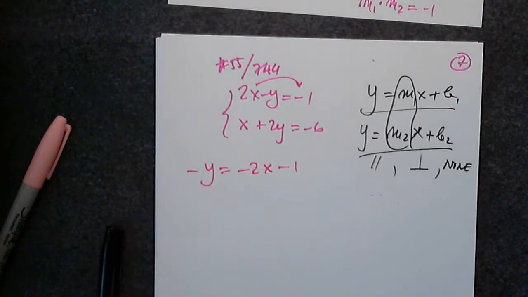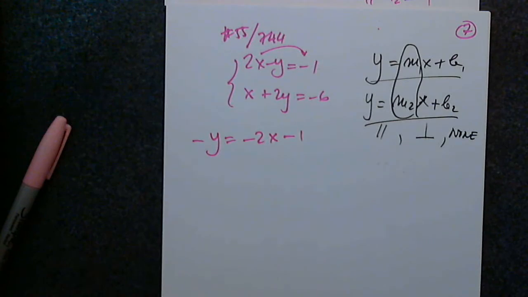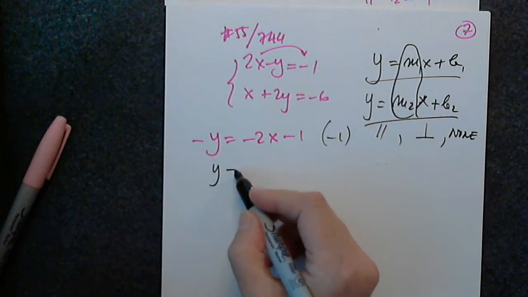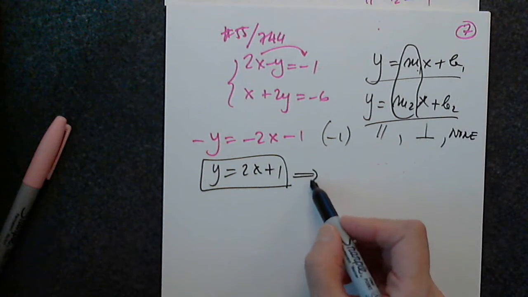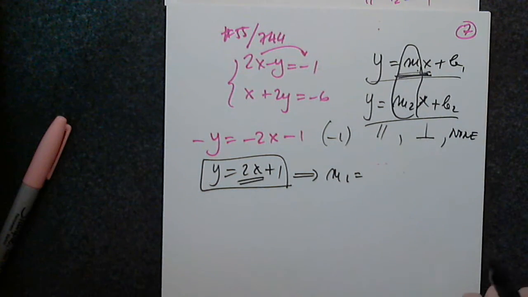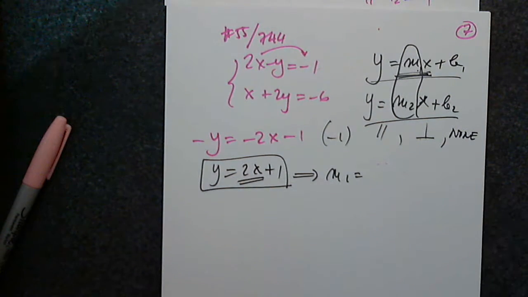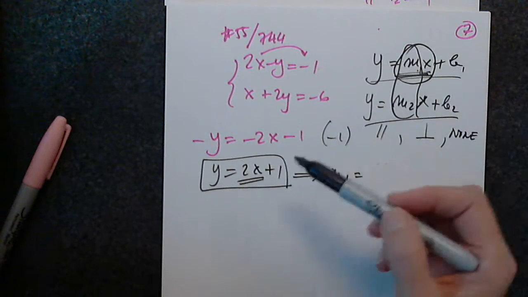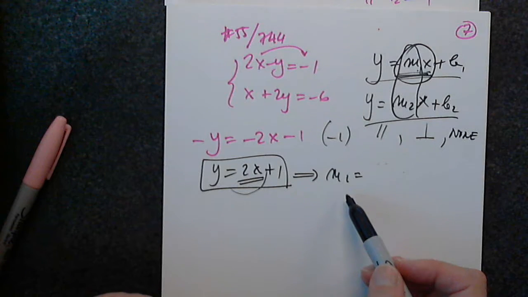So what is the next step here? It's not done. Multiply both sides by -1. Indeed. Thank you, Bob. Y equals 2x plus 1. This is done. Can anyone identify immediately the slope of the first line for us, comparing this to this? I need to compare this to identify the slope. What is the slope?